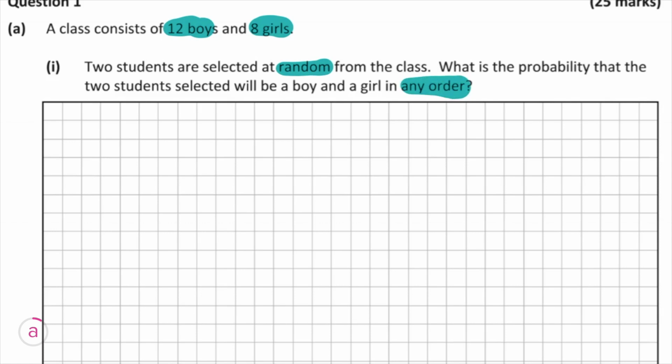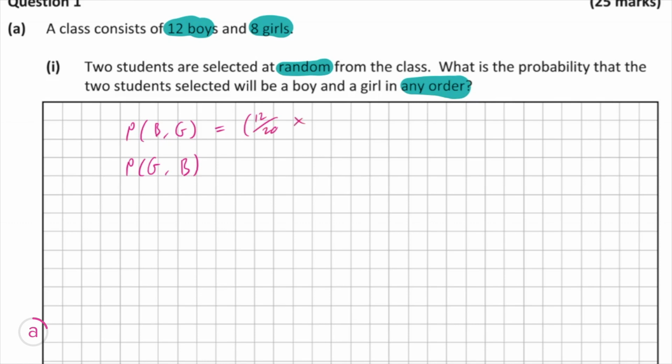Because we're only doing 2 selections, there's going to be 2 different orders. We're going to have the probability that a boy is selected and then a girl, and the probability that a girl is selected and then a boy. So with that in mind, first of all, the probability that a boy is selected is just going to be 12 out of 20 because we've got 12 boys in a class of 20 in total.